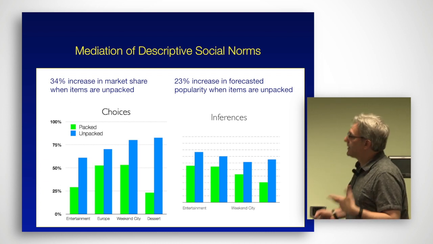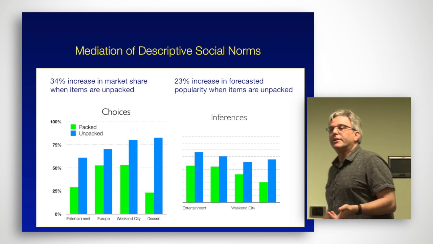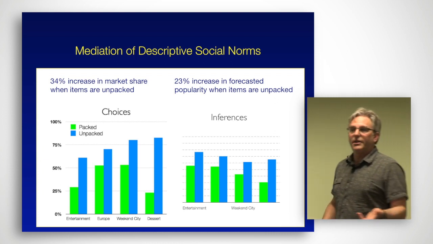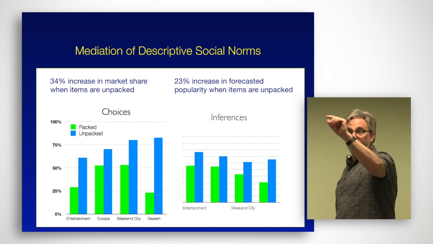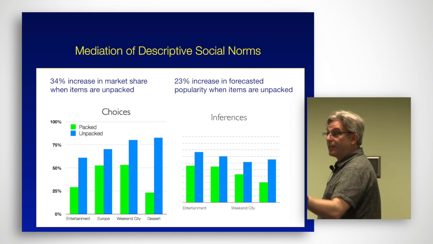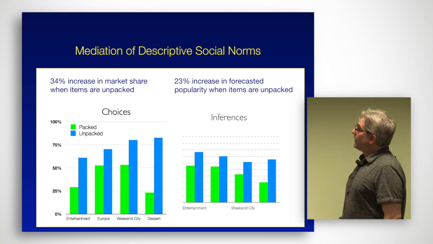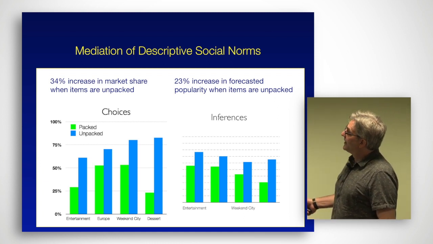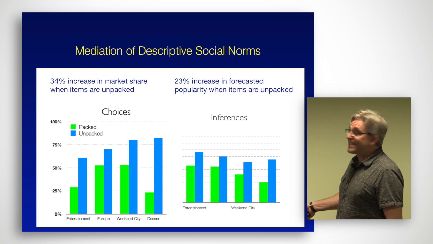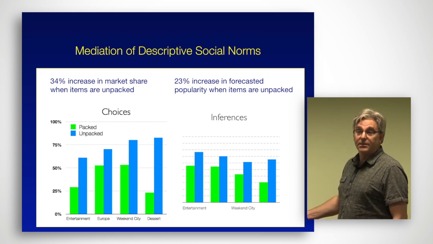But we also asked them about their inferences. What do you think of the relative popularity of these things? And we found exactly the same effect. So simply listing them separately led people to say, oh yeah, I think it's more popular. And importantly, we also found that people's inferences statistically mediated their choices.